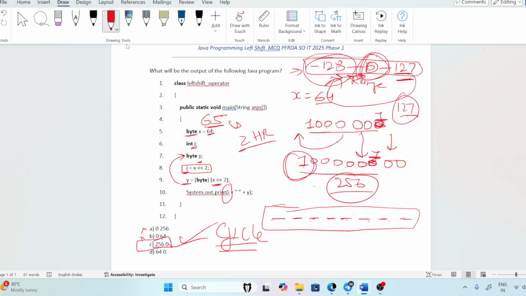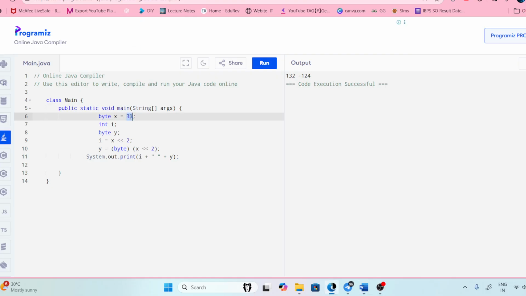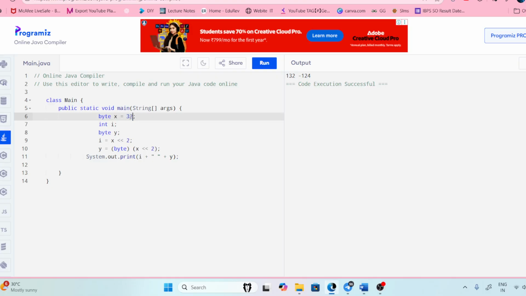Okay, let's change the value. So in place of, let's suppose here 64, I put here 32. Okay, now in place of 32, let's place 16. Okay, let's solve the question again. So I have placed 16 here. So the answer will be the same for this and this. Why? Because 64 is in the range of the byte as well as in the range of the integer.